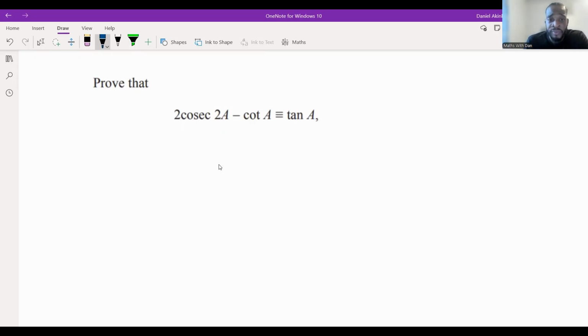So firstly, cosec. What is cosec equal to, guys? Fantastic, guys. It's 1 over sine. So do you guys agree there's a 2 there? This is 2 over sine 2A. Do you guys agree?